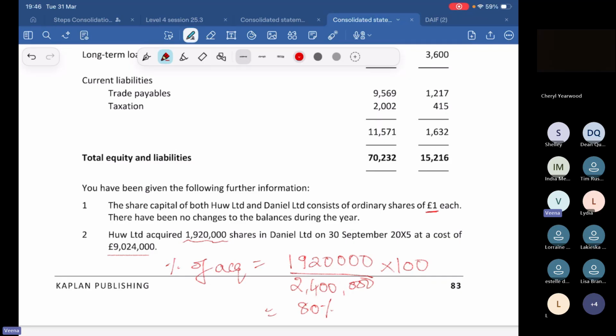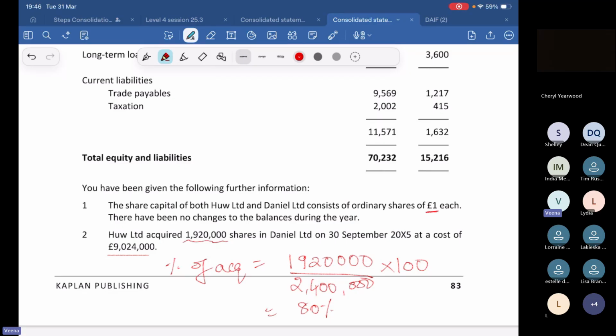The first step is always deciding who is the parent company and who is the subsidiary company. Second step, percentage of acquisition. If the question tells you, good. If the question does not tell you, the next step is you have to calculate it. What is the percentage of acquisition? Where do I look for the information?